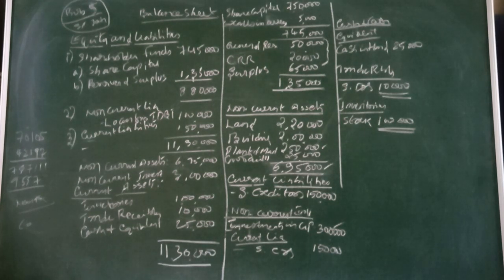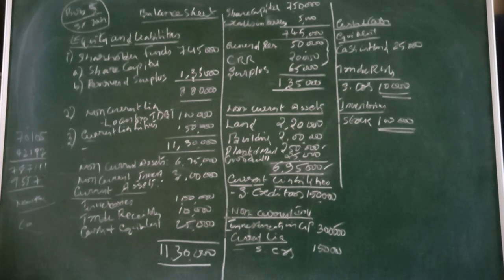Then land and building. Both items are taken under non-current assets, which means fixed assets, right? In the next part, next to that share capital schedule, I have shown the land item, then building.